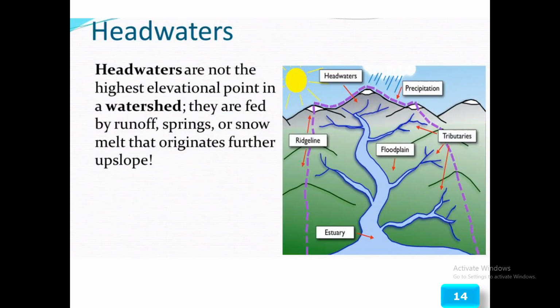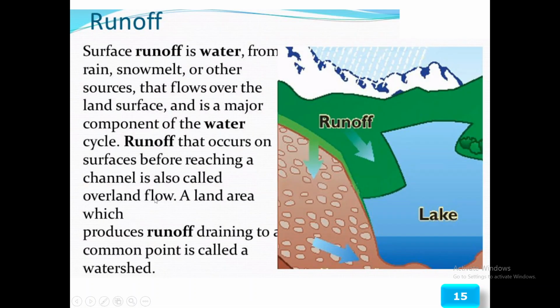See the headwaters. From the headwaters, the precipitation will flow. Based on tributaries, it will be divided into the rivers, floodplain, estuary and so on. The headwaters are not the highest elevational point in a watershed. They are fed by runoff, springs or snow melt that originated further upslope.